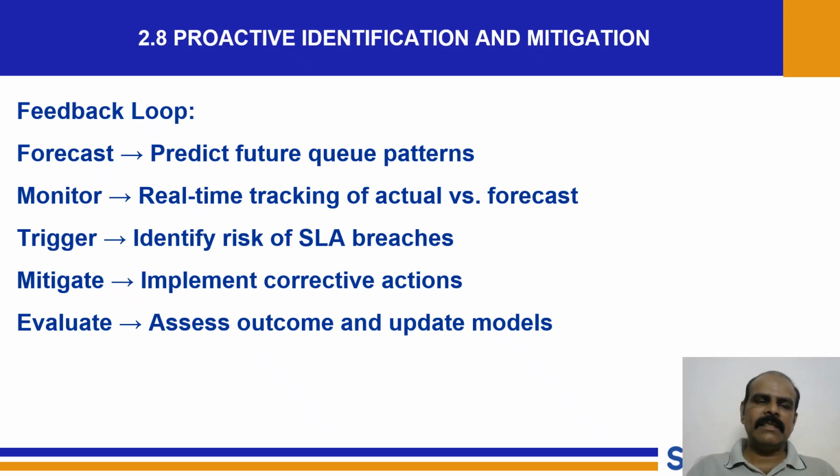In the first case, we forecast and predict future queue patterns, monitor real-time tracking of actual versus forecast, and identify the risk of SLA breaches, service level agreement breaches. Earlier we fixed KPIs, and if those KPIs are not met, identify the root cause, do the trend analysis, troubleshoot what is the cause of that particular problem and try to mitigate it. Then the second case is to take corrective actions.